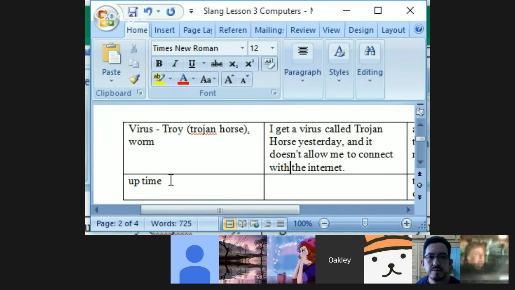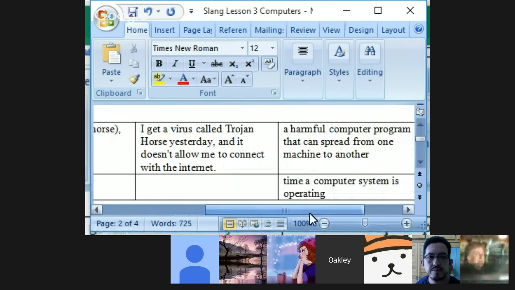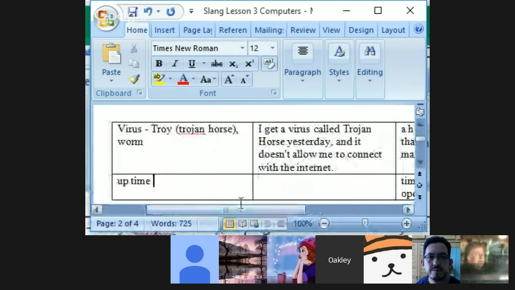All right, Ken. What is uptime? Ken? Okay, are you there? Okay. What does uptime refer to? Uptime. I'm not sure, but maybe the time when the computer is working. Yeah, that's basically it. Time a computer system is operating. That's exactly it.